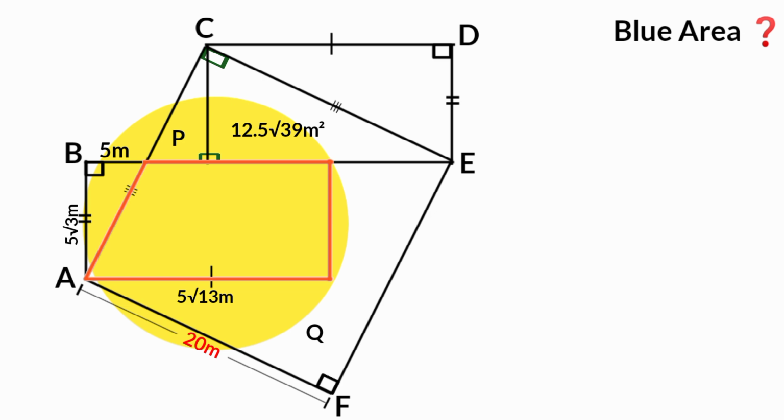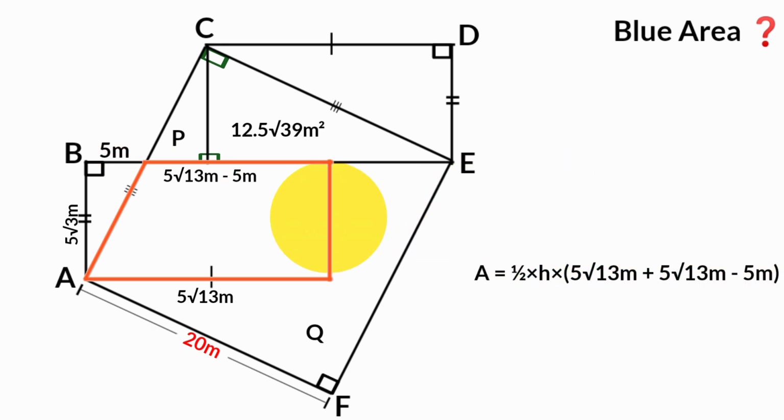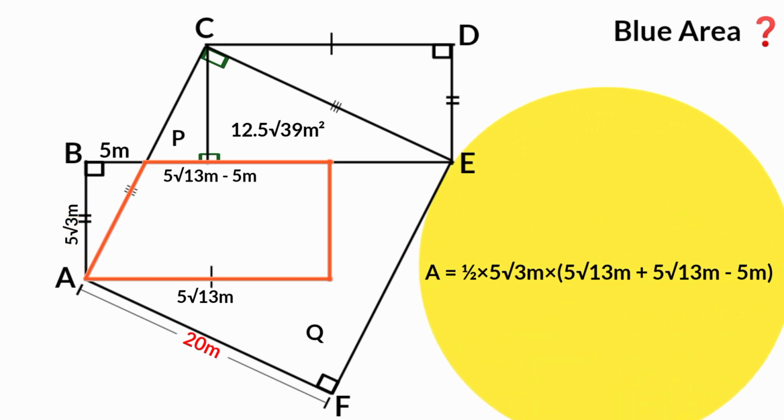Now from this quadrilateral, it is a trapezium. The formula for calculating the area of a trapezium is 1 over 2 height times the sum of the parallel sides. The parallel sides are this, which is 5 root 13 meters, and this, which is 5 root 13 meters minus this 5 meters here. So we substitute here. And the height is this side here, which has the same length as this side AB, 5 root 3 meters. If we substitute that here now, area equal to 1 over 2 times 5 root 3 meters times open bracket 5 root 13 meters plus 5 root 13 meters minus 5 meters.